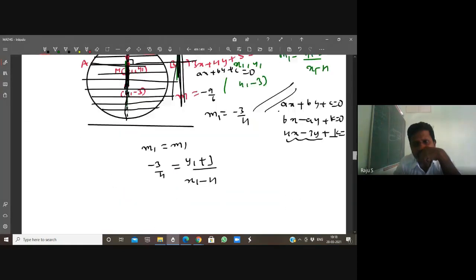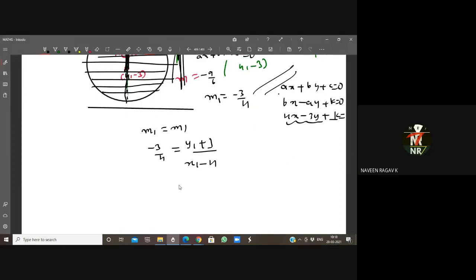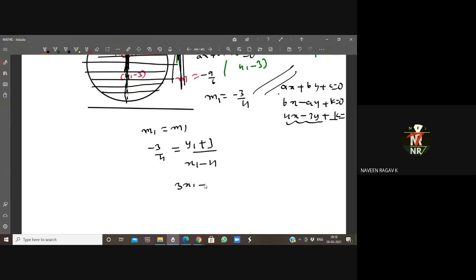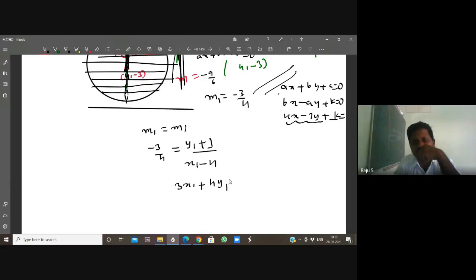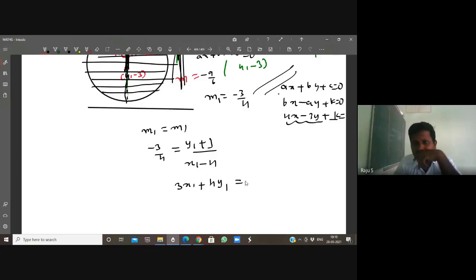All of you find this equation. What is the equation we are getting here? 3x1 plus 4y1 is equal to x1 plus 4y1. What is the point you are getting here? Is equal to 0. Yes, sir.